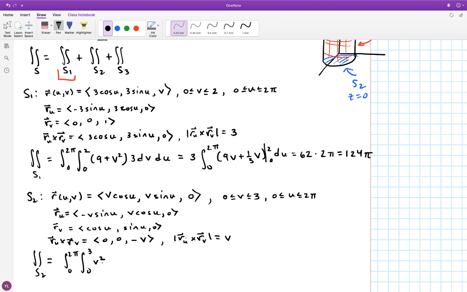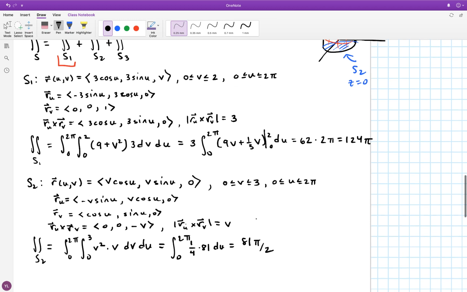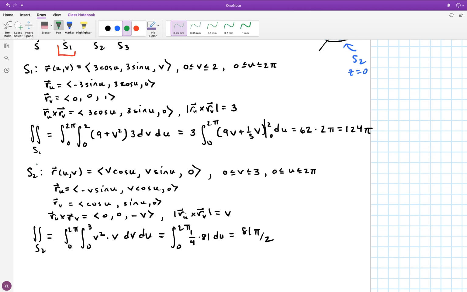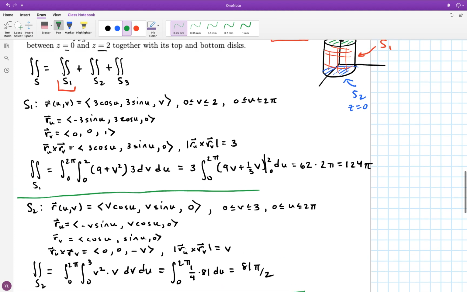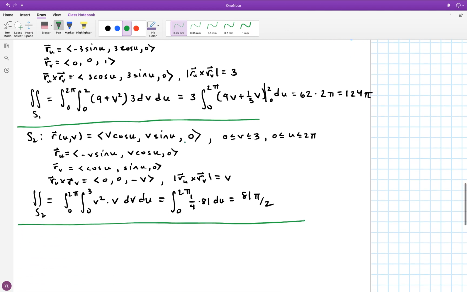x squared plus y squared is v squared, and z is 0, so plus 0 in here, times v dv du. Okay, and again, if I haven't made any mistakes, then this is the portion of the surface integral across the bottom of the surface. If you look at the bottom surface compared to the top surface, the only difference is z equals 2. So I could actually come back here to the work that I've done for S2 and get an idea about S3 without doing a bunch of work over again.